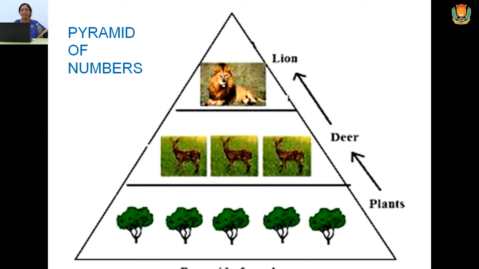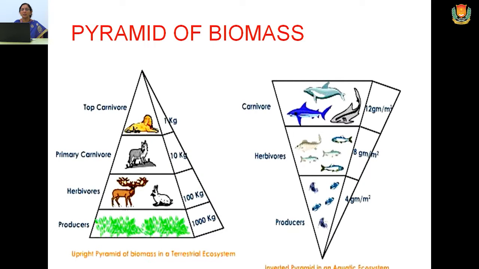Here also we can see in this upright pyramid that the producers occupy the base of the pyramid, whereas top carnivores occupy the apex of the pyramid. The biomass of the producers is more when compared to the biomass of the top carnivore. That shows that there is a decrease in biomass as we go up to the top of the pyramid.